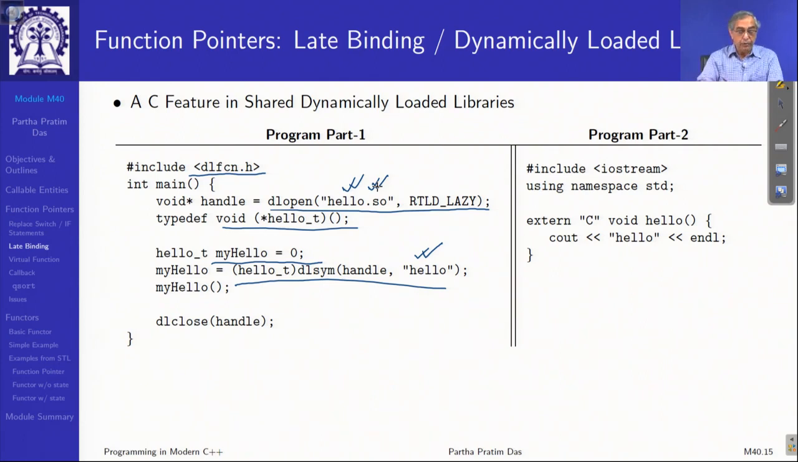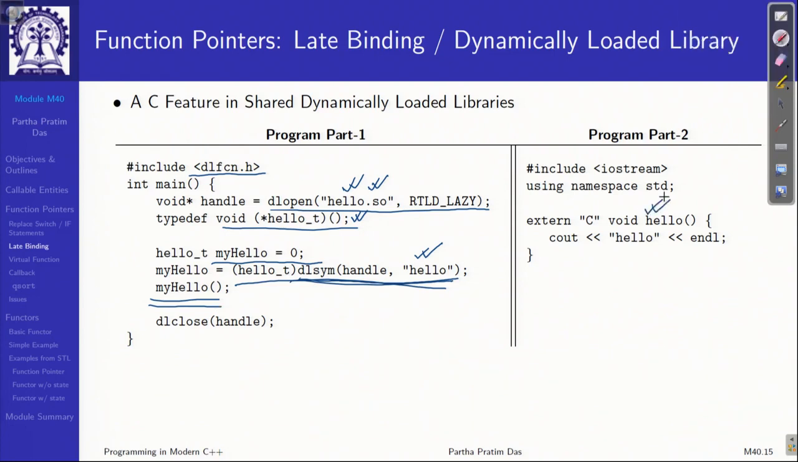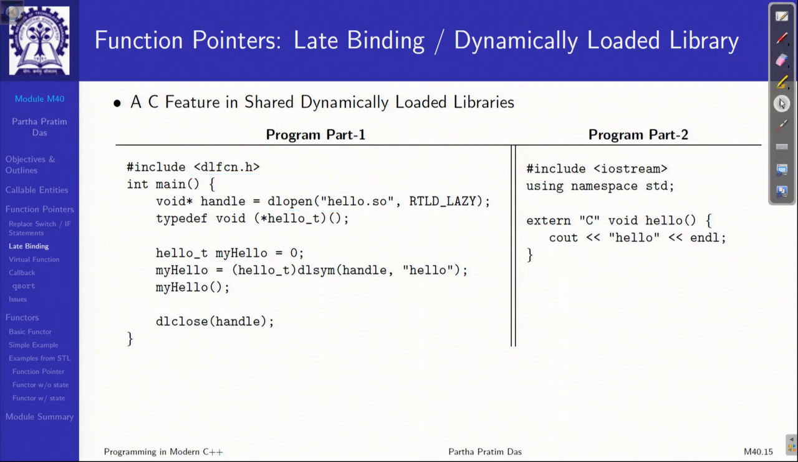Right? So, when you do that, it finds and returns you a void star pointer, which you cast to your function pointer type, and then you call based on that particular function pointer, which will actually call the hello function that you have provided at a later stage. Right? So, this late binding is required to provide any user defined linkages to any user defined code at a later stage.